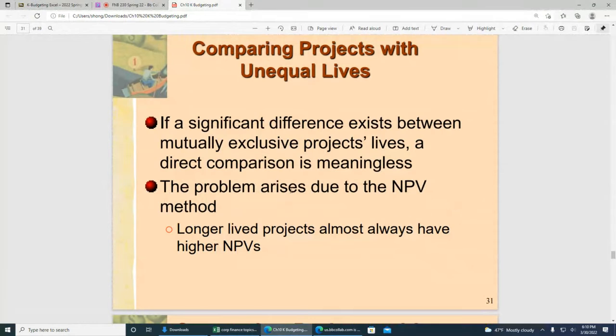So there can be no direct comparison if the lives are different. The problem arises due to the net present value method. Longer-lived projects almost always have higher net present value. Of course, think about it: the longer the timeline, the more future cash flows, and those are cash inflows. More cash flows in the future will always result in a greater net present value. So how do we compare these two?